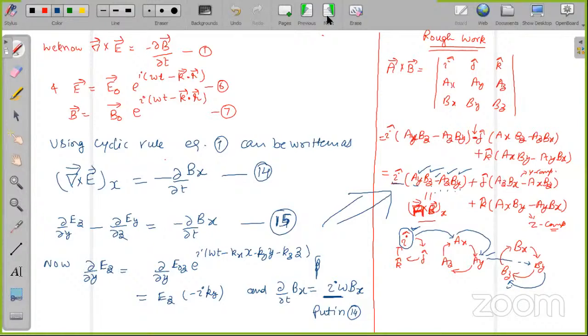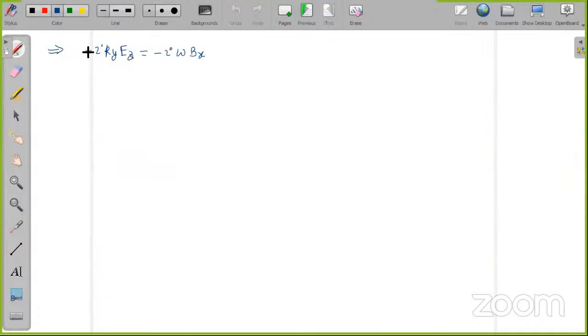Next. So this equation becomes this one. So minus and minus get cancelled. Iota and iota get cancelled. Therefore, you get ky Ez is equal to omega Bx. Is it okay? Yes, sir.